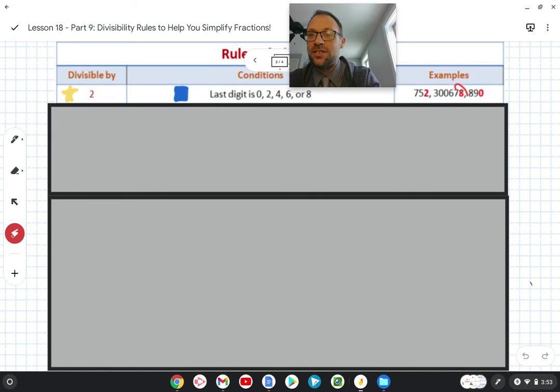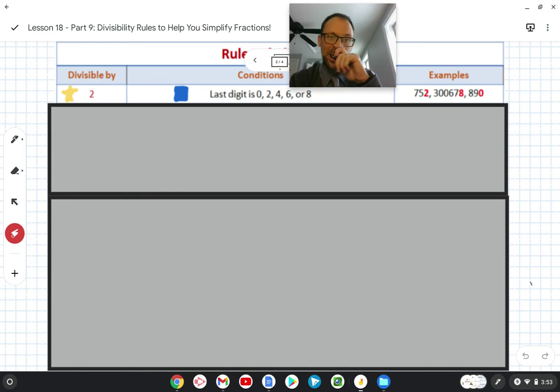Another example, 300,678. The last digit is 8 here in red. That means the entire number is divisible by 2 because the last digit is an even number. Same here with 890. The last digit is 0. 0 is an even number. It's on our list of even numbers. And so the entire number, 890, is divisible by 2. All right? So looking at the last digit and determining whether or not it is an even number, 0, 2, 4, 6, or 8, will tell you if the entire number is divisible by 2.